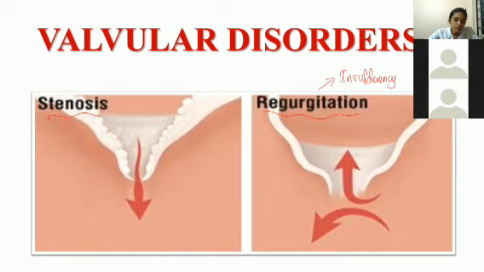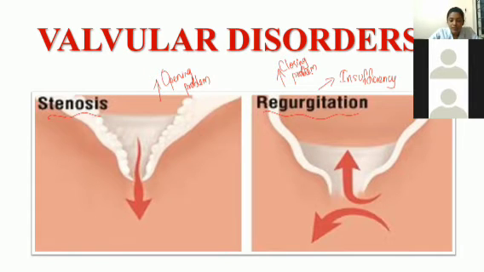Stenosis we can remember as an opening problem. The valves are not opening properly. In regurgitation, it is a closing problem. Remember it like this so that it will be easier. So stenosis is the opening problem, meaning the valves are not opening properly, and regurgitation is a closing problem, meaning the valves are not closing properly.